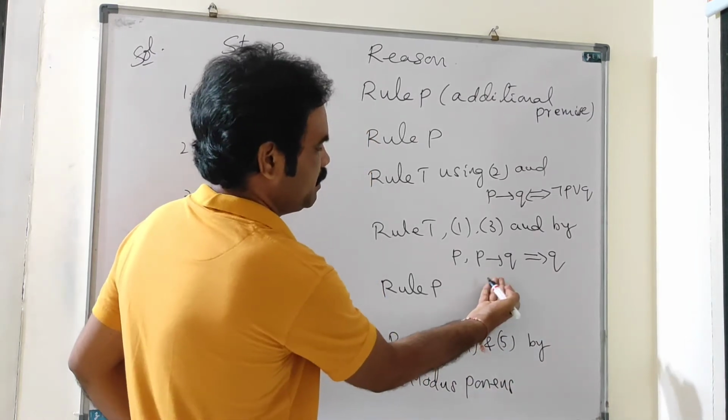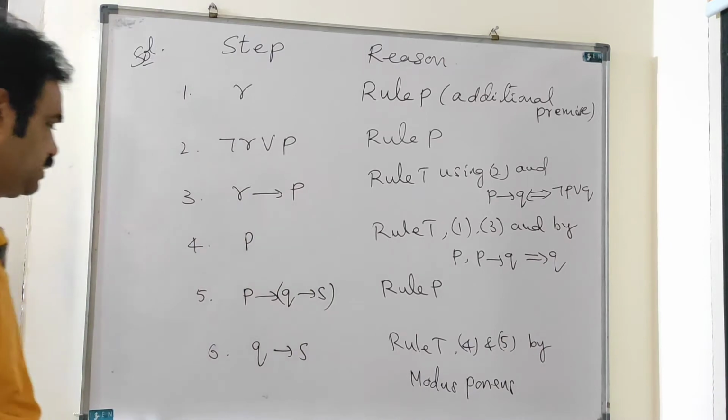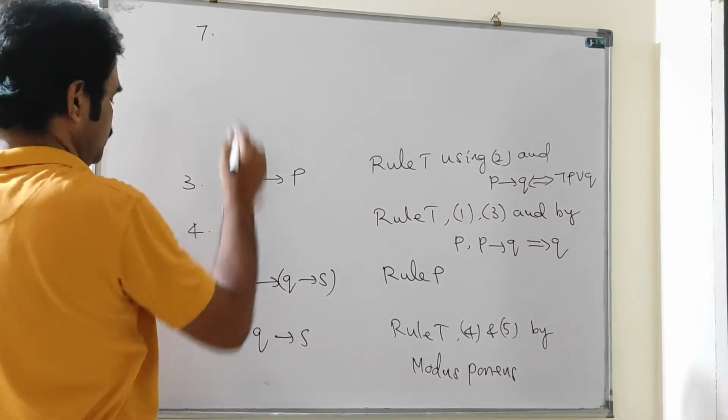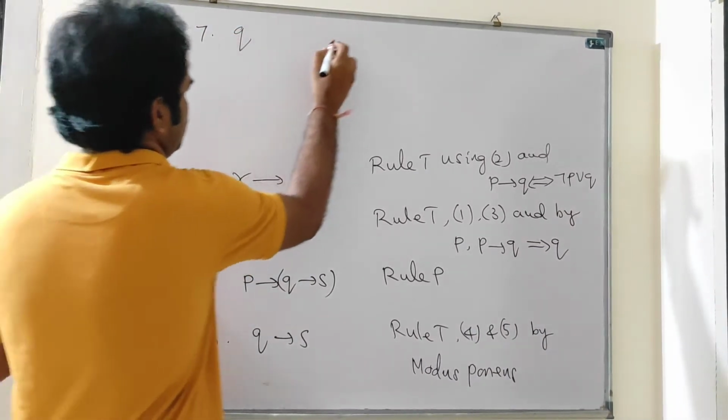This is modus ponens: P, P implies Q, imply Q. Next step, Q. This is in the given premises. Rule P.